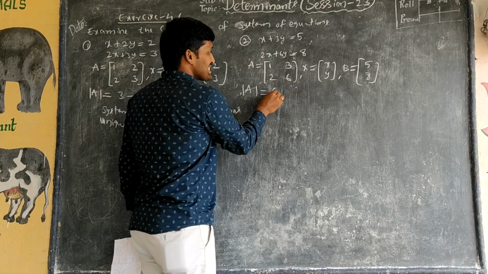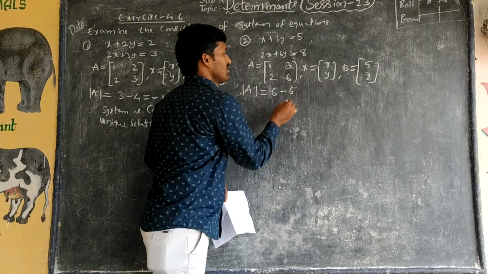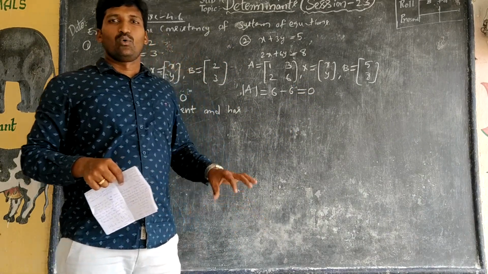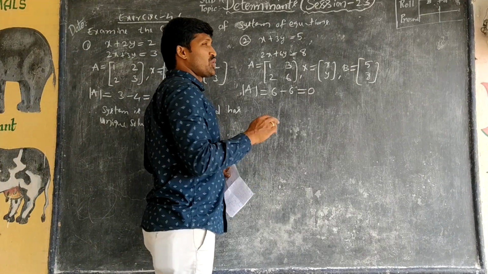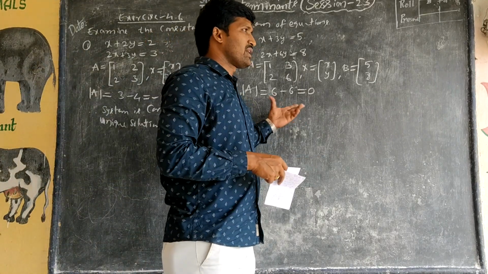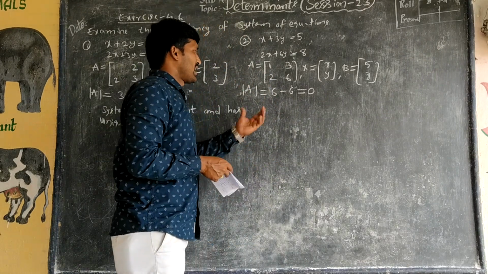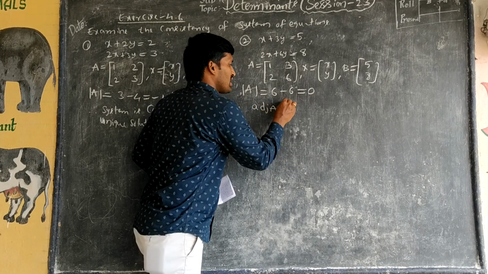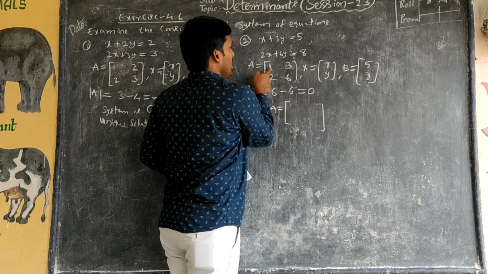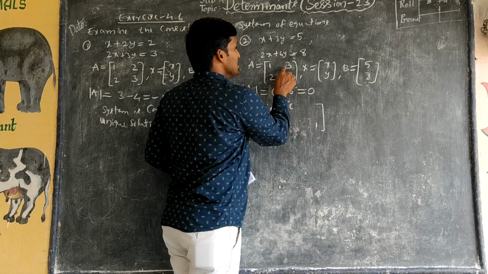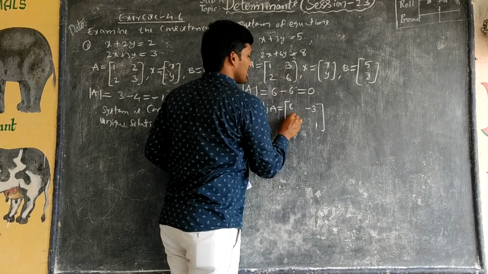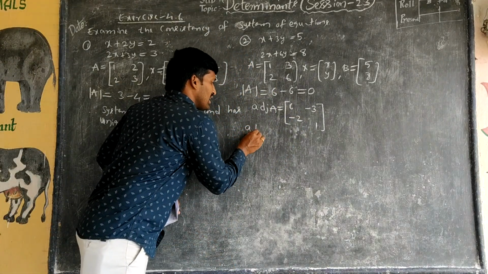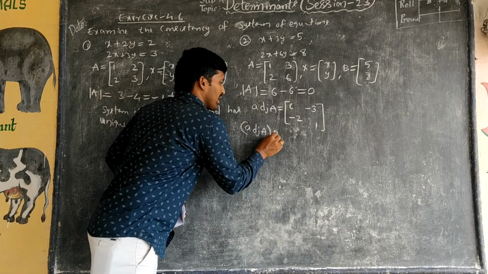Now find that A value. What will we get? 6 minus 6. Clearly what did you get here? 0. When A is equal to 0, we need to calculate the value of adjoint A into B matrix. Directly we can't say whether solutions exist or not, because it is a singular matrix. For that, first of all the adjoint A value. Adjoint A matrix for 2 by 2 has a shortcut, an easy method. Interchange the diagonals, 6, 1. Change the sign for these two elements, minus 3, minus 2.